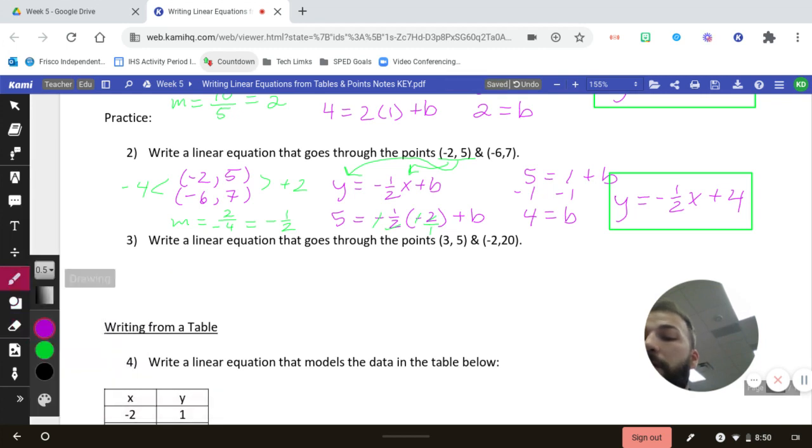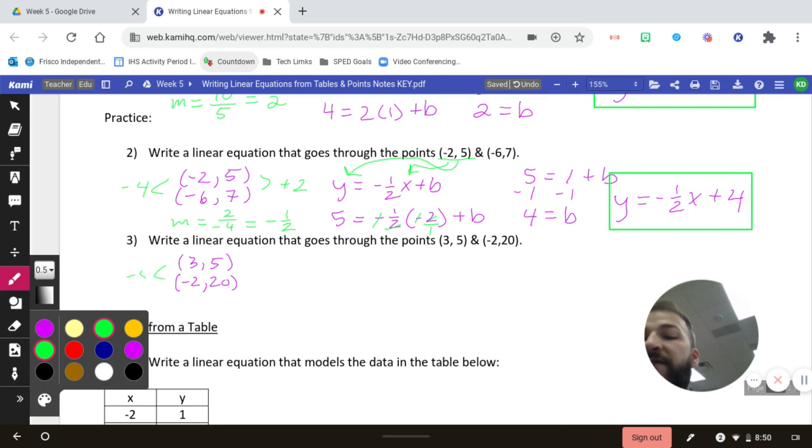So (3, 5) and (-2, 20). To get from 3 to negative 2, that would be minus 5. To get from 5 to 20, that would be plus 15. So m is equal to change in y over change in x, 15 over negative 5, which would be equal to negative 3 for our slope. So y is equal to negative 3x plus b.